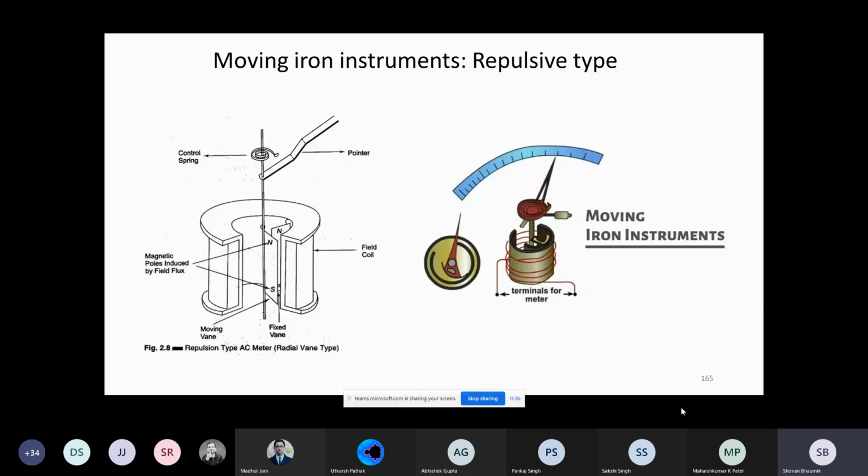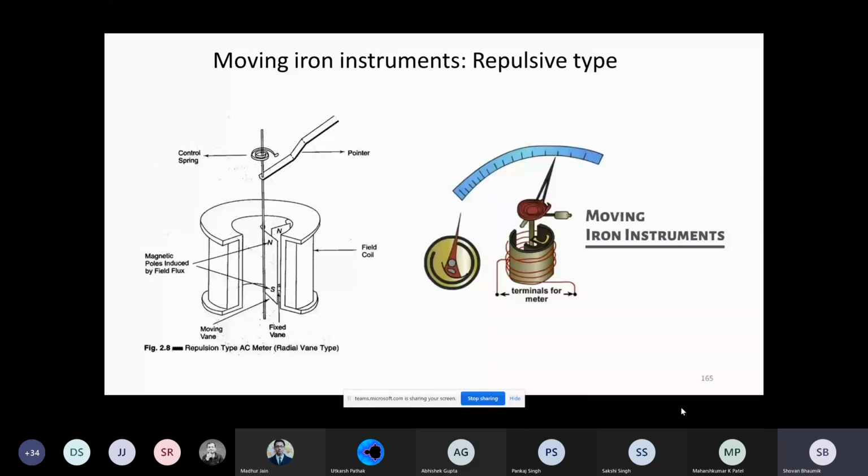As a result, the pointer starts moving. At equilibrium, the pointer gets deflected, and the spring torque is the same as the deflecting torque, and at the same time the pointer gets deflected and stays in the deflected position. You can read that position over the calibrated scale, and you can measure the current flowing through the coil, which produces the magnetic field.